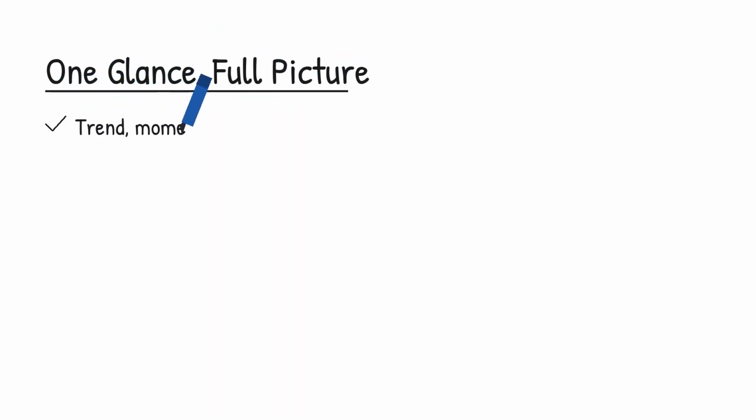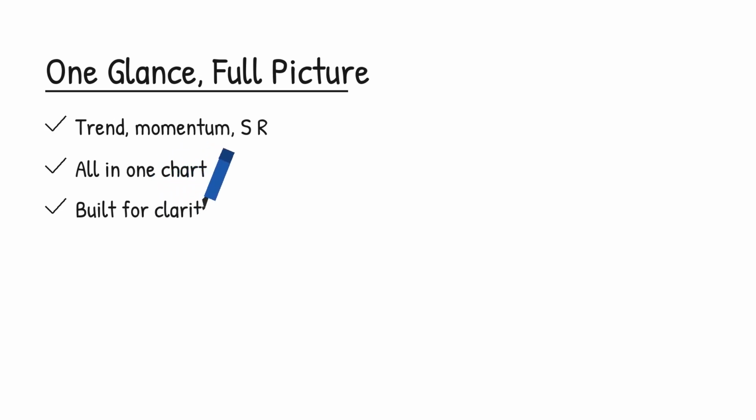Ichimoku Kinko Hyo translates to one-glance equilibrium chart. In a single look, you should see trend direction, momentum, support, resistance, and a forward projection of where balance lies. Most traders dismiss it as messy spaghetti. Today, we strip it down, decode the math, and turn it into a precise, rule-based system you can use tomorrow.